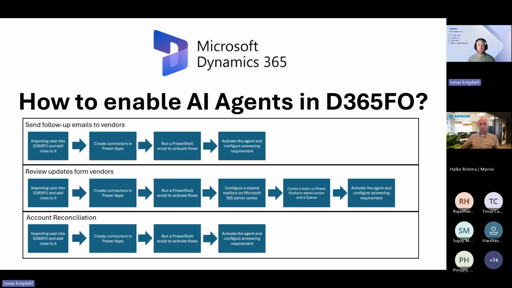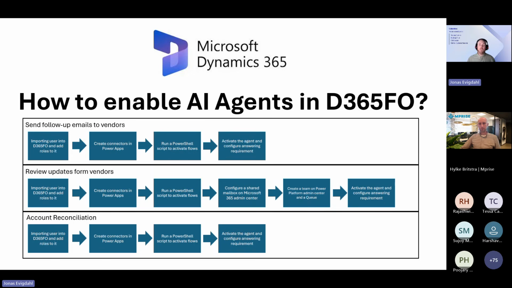After that, we have to enable these flows. Microsoft has made a PowerShell script that we can run, and we only need to change a few parameters, such as the name of the connectors and the name of the users that should be used to log in. Then we can run the script and we will enable the agents. The last part will be, for two of the agents, to go and activate them inside of F&O with the requirements needed.